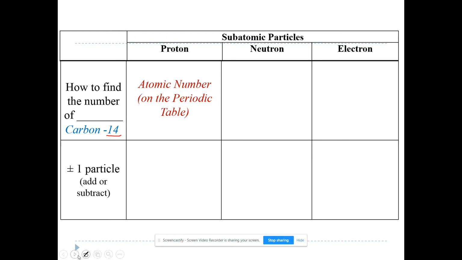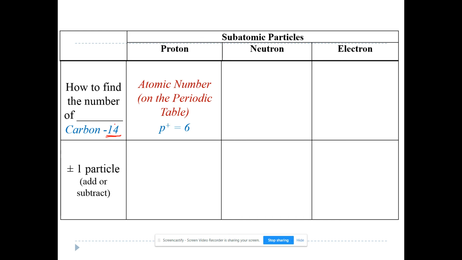So I look on the periodic table and I find carbon. Carbon has an atomic number of 6. Therefore, it has to have 6 protons. That is, by definition, what makes an atom a carbon atom, having 6 protons. So we know, since it's carbon, it must have 6 protons. In order to figure out the neutrons, we're going to look again at this mass number that's right here.